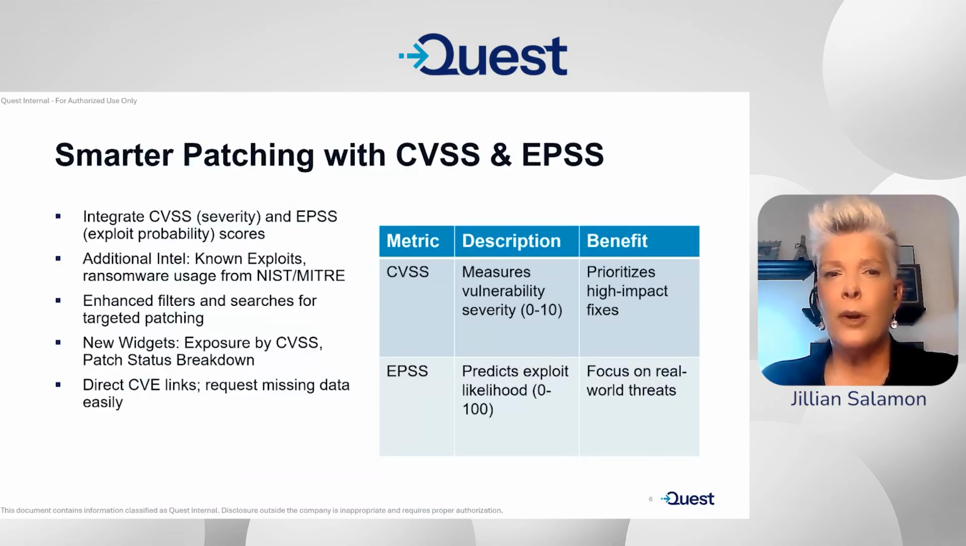We've also added smarter patching for our customers, intelligent patching, I should say. So instead of just knowing if a patch is critical, we're now adding CVSS and EPSS scores. The CVSS scores will measure vulnerability severity from 0 to 10, and the EPSS scores will predict the likelihood of exploitation, and that'll go from 0 to 100. But we're pulling that information from various sources, one being NIST and MITRE.